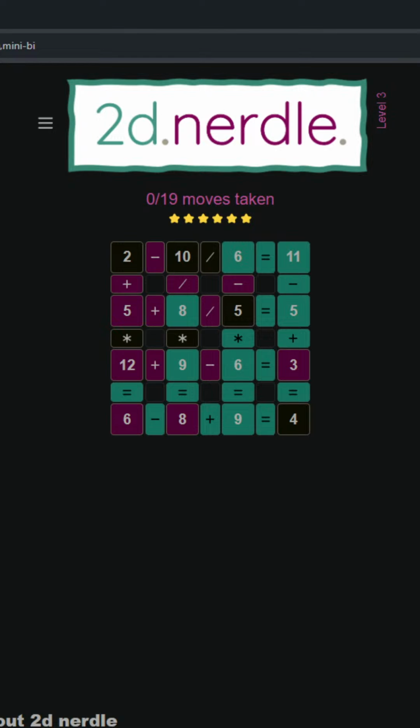Okay. The easiest one to solve here on the third level of 2D Nerdle is the right side, because we already have two of the answers. We have 11 minus 5, that's going to give us 6. 6 plus something gives us something else. That's a lot of options. There's a lot of combinations of digits there.